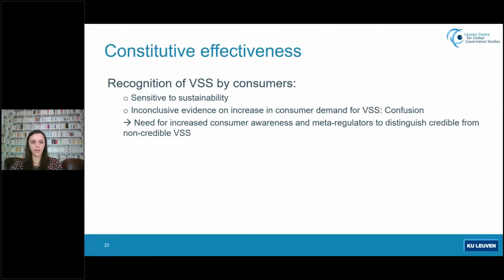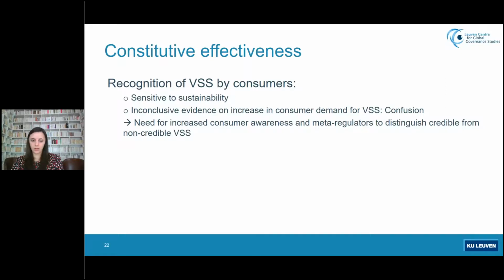All right, before we do the break, I will just finish with the recognition of VSS by consumers, which is also very important, of course. So this involves that consumers consider certified products as superior or at least different from other products, and that they are sensitive to sustainability issues and to sustainably produced goods. So some studies show that consumer demand for sustainable products is increasing, especially in developed countries, but the literature is quite inconclusive on whether VSS really play a role in that.